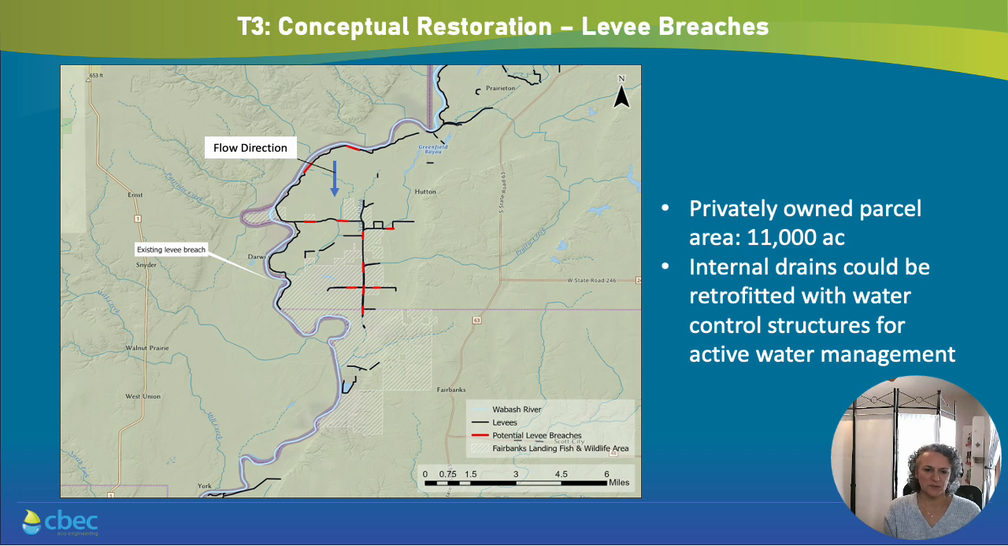So Tier 3, the engineering firm, took some modeling and looked at what types of engineering practices could be done to bring that inundation into that site. That would involve some levee breaches. The way it is set up currently, there are levees that go around a lot of the privately owned properties, and it lends itself well to having the internal drains retrofitted with water control structures so that we could have active water management on the site.